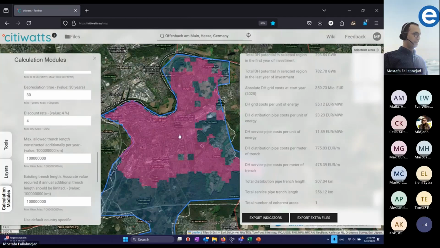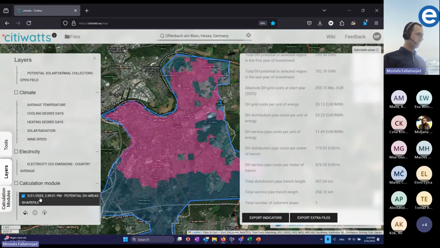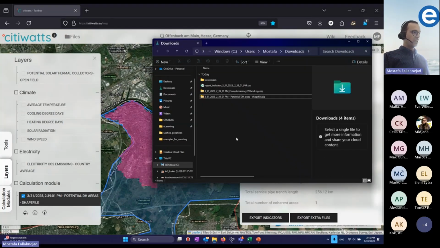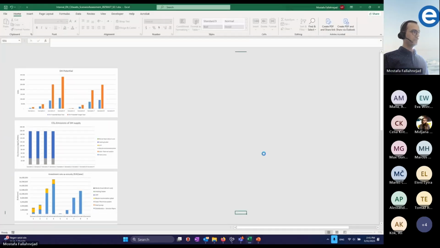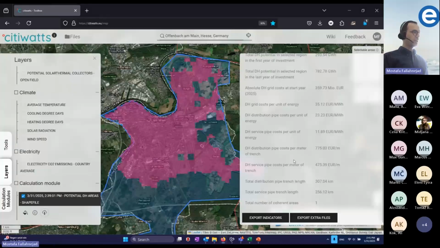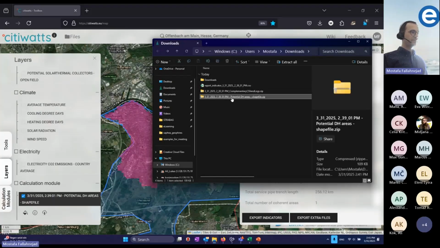I export the indicators because I need this to transfer to my scenario assessment tool. And if you are interested in extra files, you can also export them. There are some additional files in it. There is also one output layer generated, and you can also download this one. And let's see, what do we have here? So basically, these are my indicators. It's the same as the ones you see here.